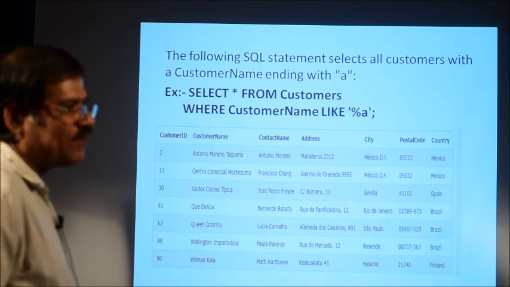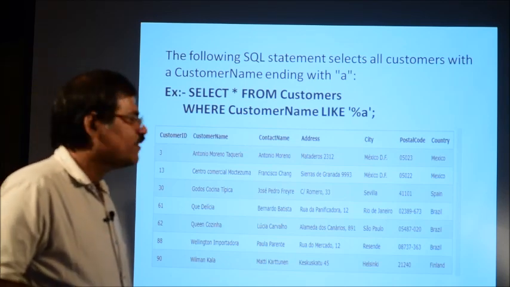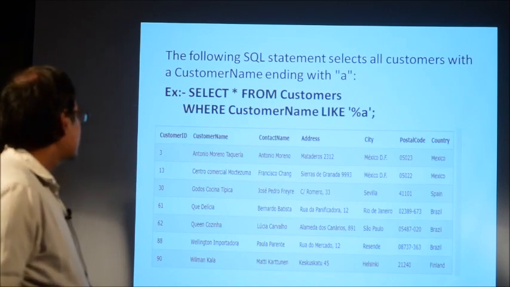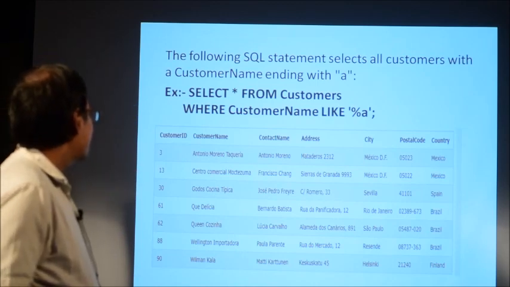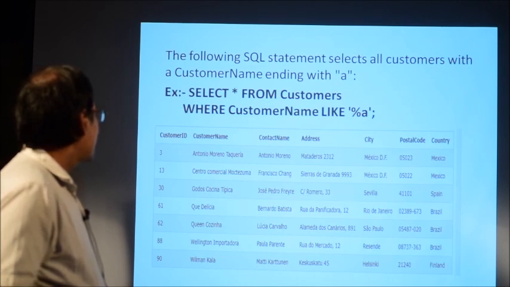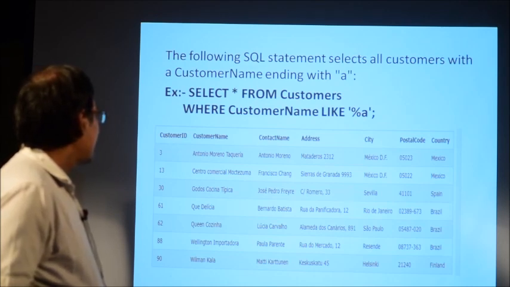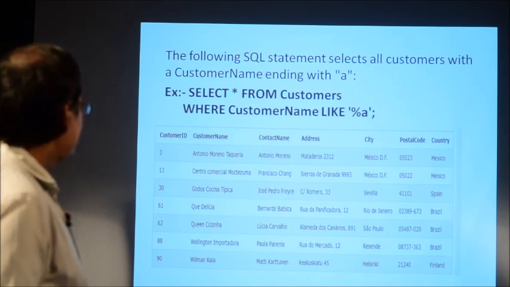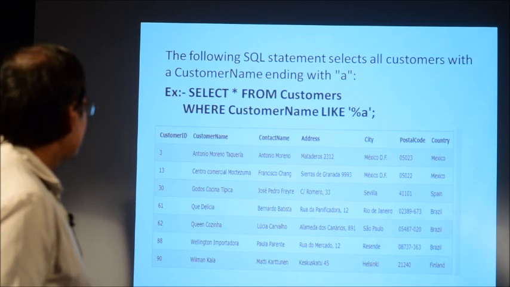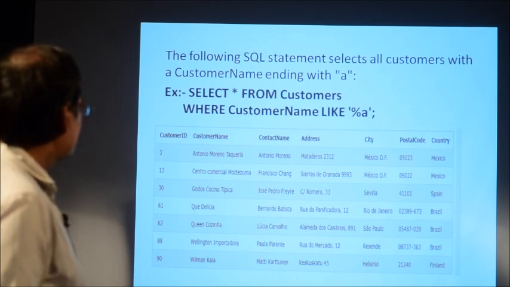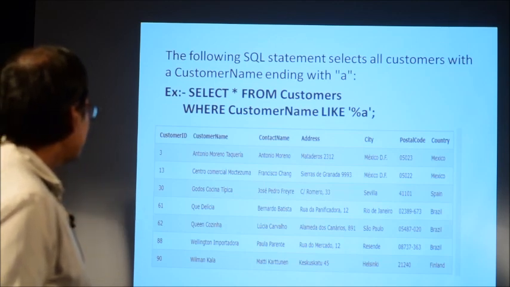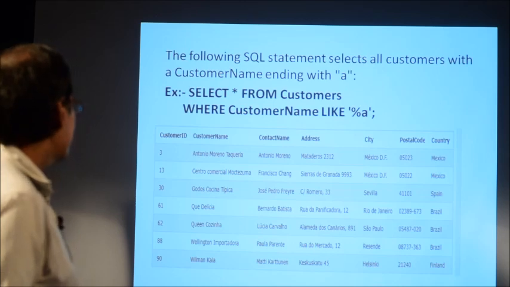Seven records are selected from the table and displayed on your screen, because you look for customer names where all the customers must end with the letter A. Antonio Moreno Taquería, the last letter of this name is A. Then customer ID 13, Centro Comercial Moctezuma, ends with A. Customer 30, Godos Cocina Típica, ended with A.